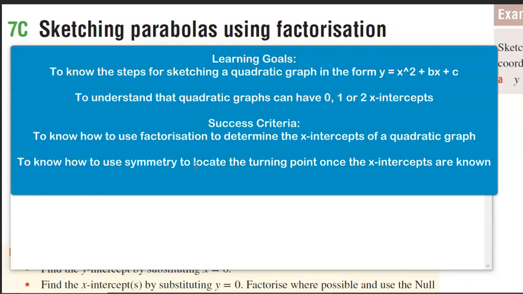Learning goals for this lesson are to know the steps for sketching a quadratic graph in the form y equals x squared plus bx plus c, and to understand that quadratic graphs can have 0, 1, or 2 x-intercepts, depending on what type of scenario you're put into. The success criteria for this lesson are to know how to use factorization to determine the x-intercepts of a quadratic graph and to know how to use symmetry to locate the turning point once the x-intercepts are known.